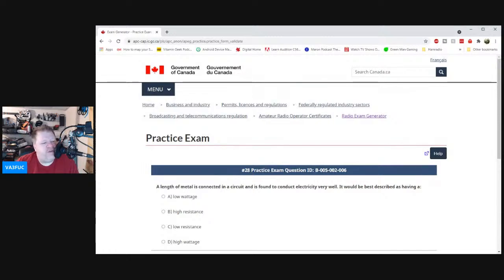Okay, let's see what we can do. A length of metal is connected in a circuit and is found to conduct electricity very well. It would be best described as having A, low wattage, B, high resistance, C, low resistance, or D, high wattage. Well, if energy can flow through the metal very well, that means it has a low resistance to deflect the signal. So I'm going to say C, low resistance.